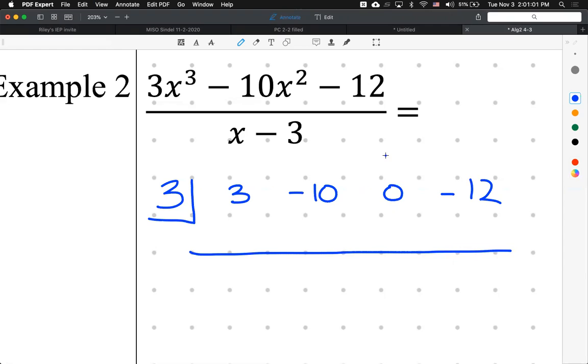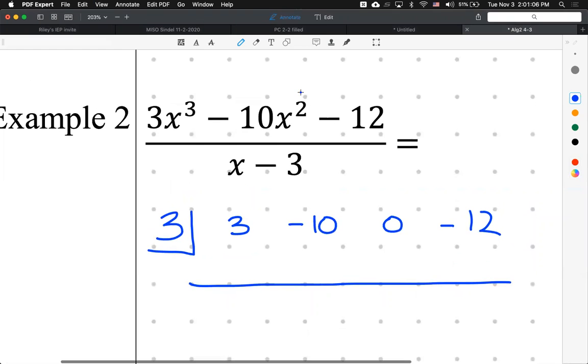That was the trickiest part about this problem, because there needs to be a placeholder for our 0x. Right here, we should have had plus 0x. There needs to be descending degrees: degree 3, then 2, then 1 that we were missing, and then 0.